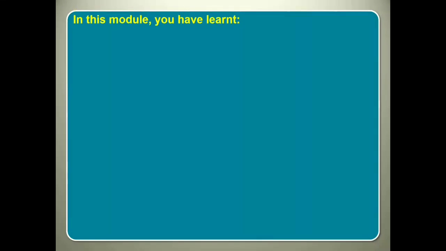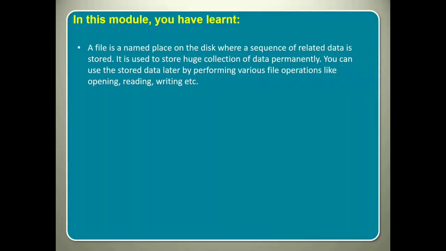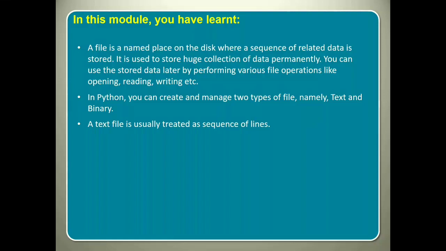In this module, you have learned that a file is a named place on the disk where a sequence of related data is stored. It is used to store a huge collection of data permanently. You can use the stored data later by performing various file operations like opening, reading, writing, etc. You can create and manage two types of file, namely text and binary. A text file is usually treated as a sequence of lines. A binary file contains arbitrary binary data, that is, numbers stored in the file.